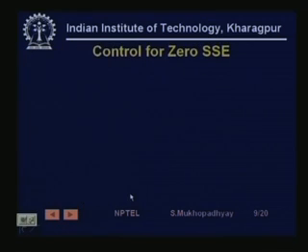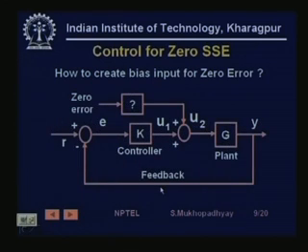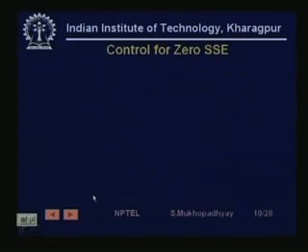So, the question is that how to create bias input for 0 error, right. So, that is the situation described here. What should be this? So, we see that what is the device which for 0 error gives an output. So, that device is actually an integrator. So, somewhere in the loop there should be an integrator, then even if the error is 0 we will be able to give a finite output.